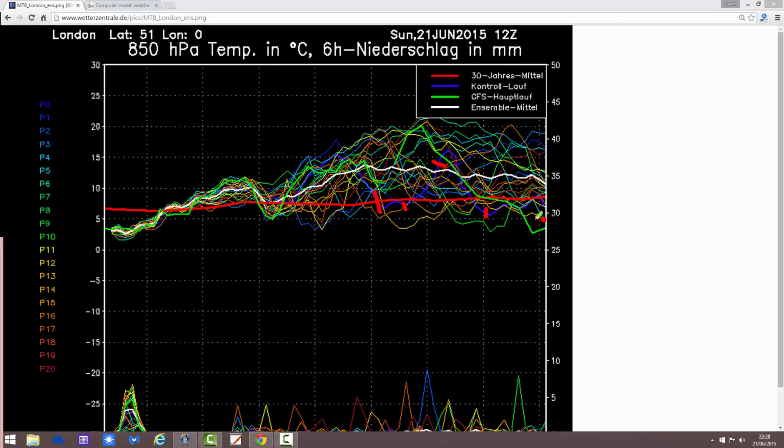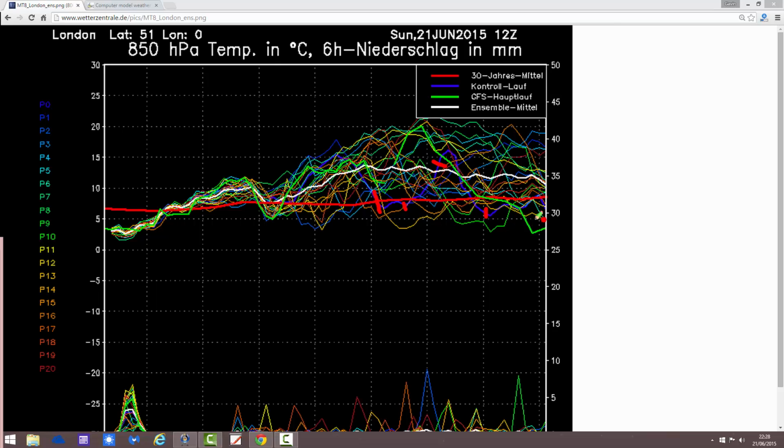The control member of the GFS ensembles is a lower resolution version of the operational run. So it's run at a lower resolution to be operational, but it's run at a higher resolution than all the other members of the ensemble.